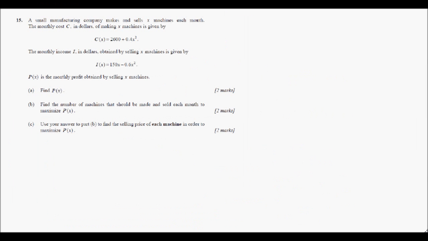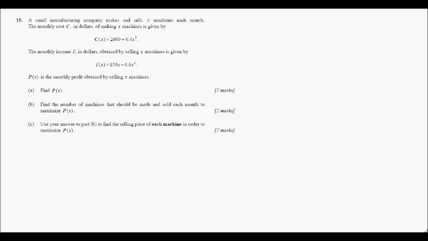Okay, so this one was kind of a tricky one. Even I looked at it the first time and was like, huh? A small manufacturing company makes and sells x machines each month. The monthly cost C in dollars is given by C of x equals 2600 plus 0.4 times x squared. Okay, so this is a quadratic function. The monthly income in dollars obtained by selling the machines is given by that.